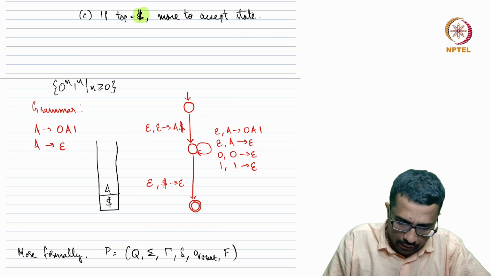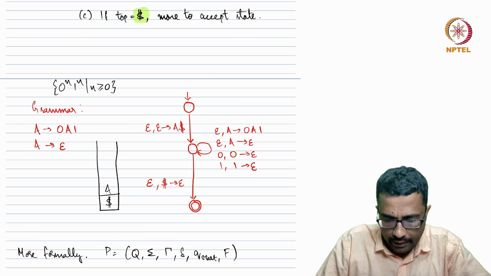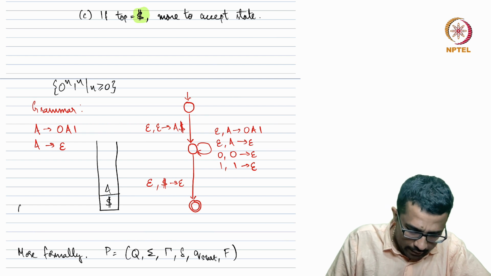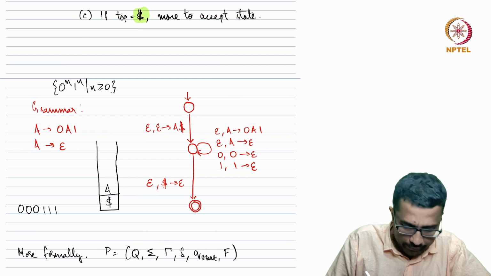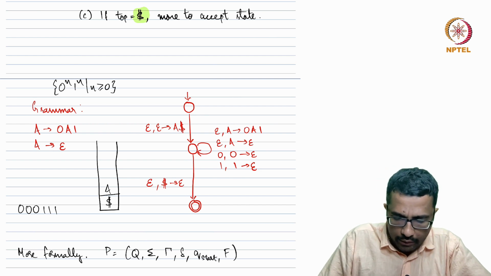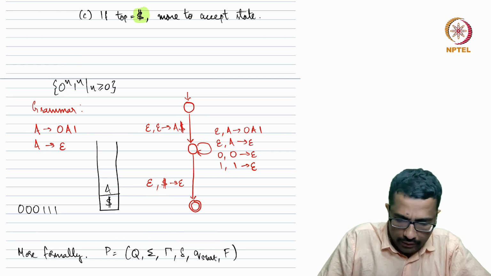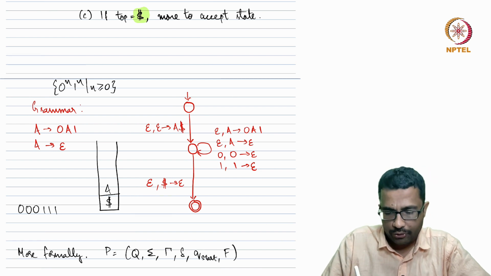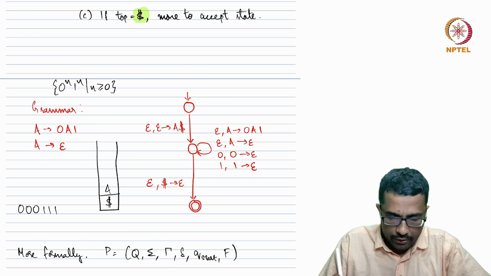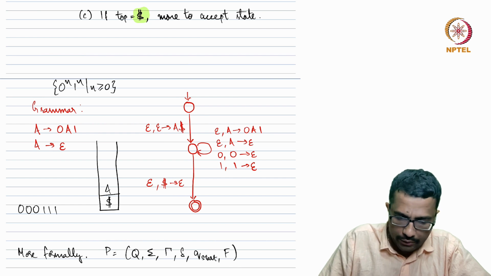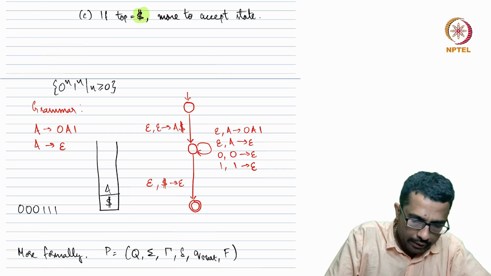And then there are 4 rules. The first one reads epsilon from the input and then replaces A. Even the second one reads epsilon from the input and replaces A, right? So let's say the input was 000111. Let's see what happens. All these 4 rules, you are replacing something from the stack. Right now the top of the stack is A, so you have to use the first 2 rules. In order to process this, you need to use the first rule. So let's say we replace A with 0A1.